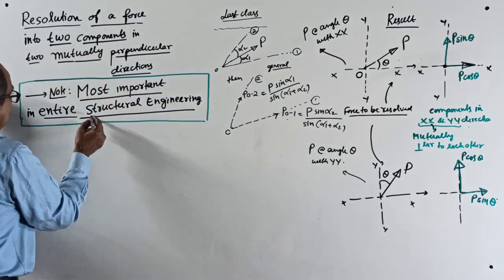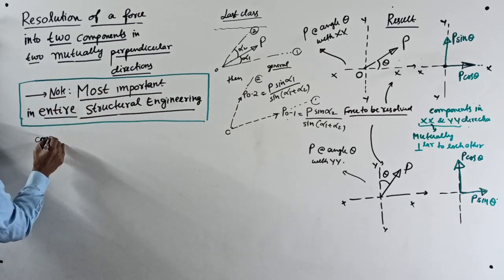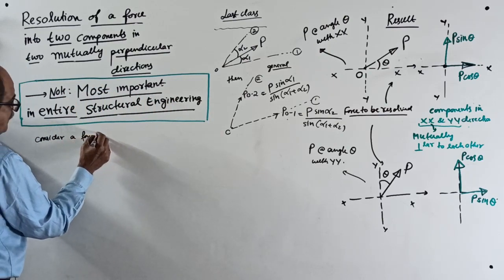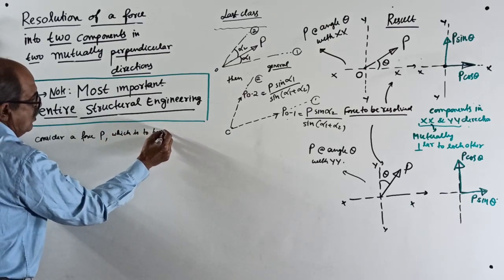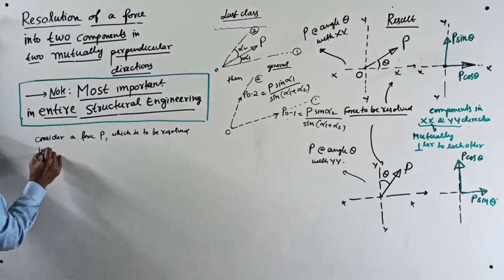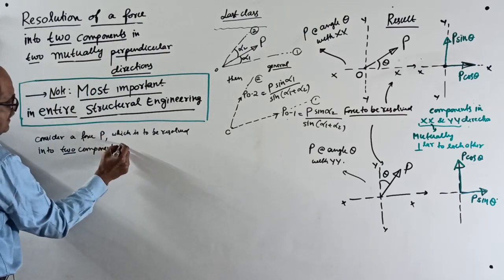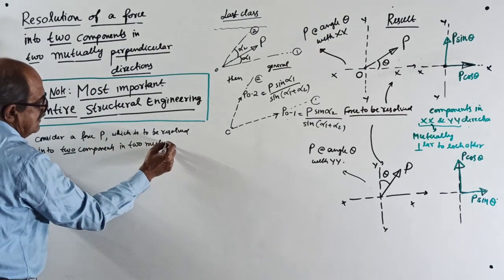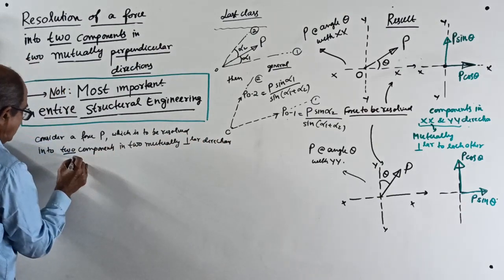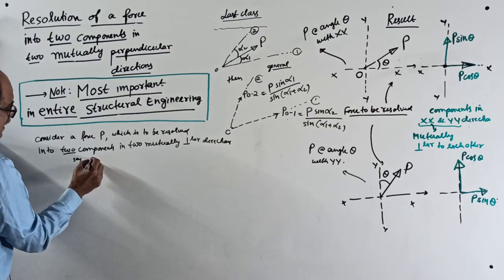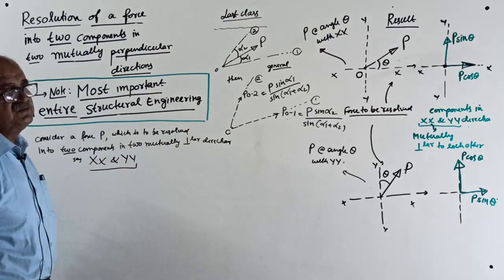Therefore, you write now: consider a force P, most important in entire structural engineering, which is to be resolved into two components in two mutually perpendicular directions, say xx and yy. Remember, there is no rule that xx, yy should be horizontal and vertical.